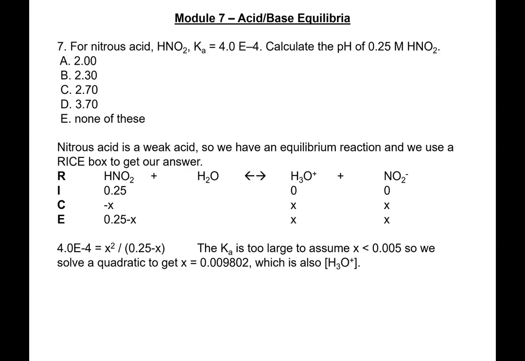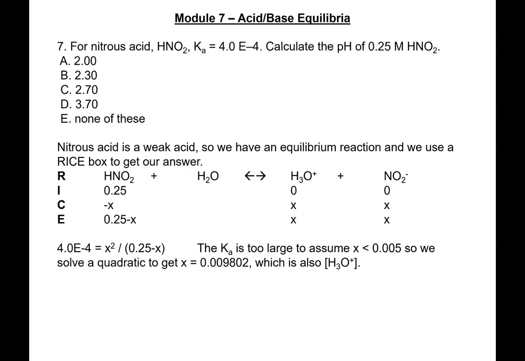Now, our Ka is not very small. And so I just don't think we're going to be able to assume that X is less than 0.0005. It's got to be significant digit-wise. It's got to be so far less than 0.25 that it's irrelevant to 0.25. And the only way to do that is to say X is less than 0.0005. And that's just not going to happen with 4.0 times 10 to the minus fourth.